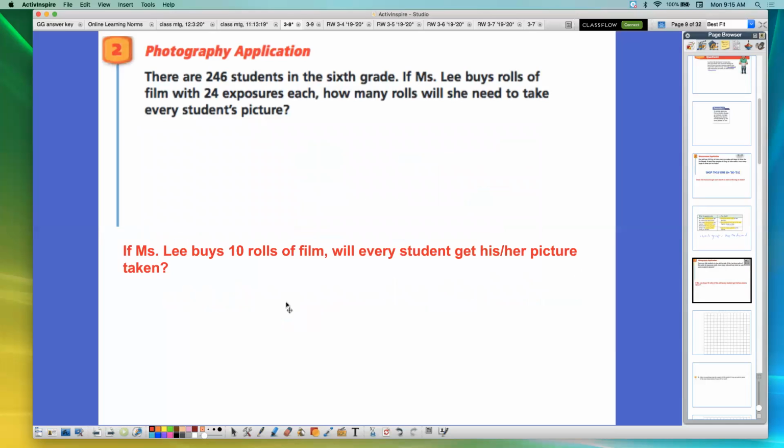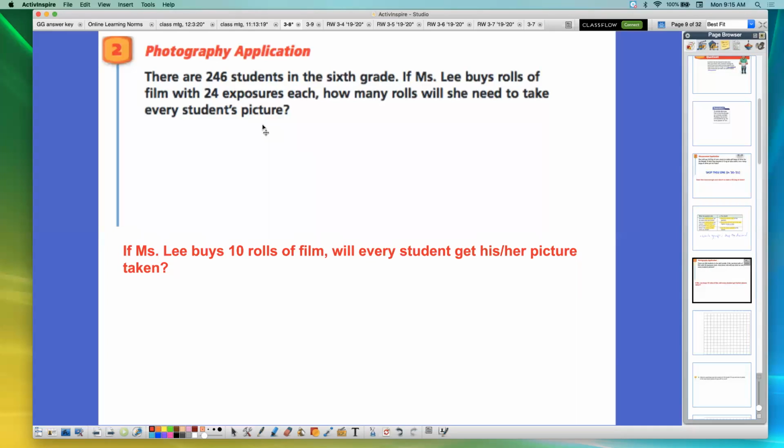Okay. So the question says there are 246 students in 6th grade. If Miss Lee buys rolls of film with 24 exposures each, that means 24 pictures each. How many rolls will she need to take every student's picture?